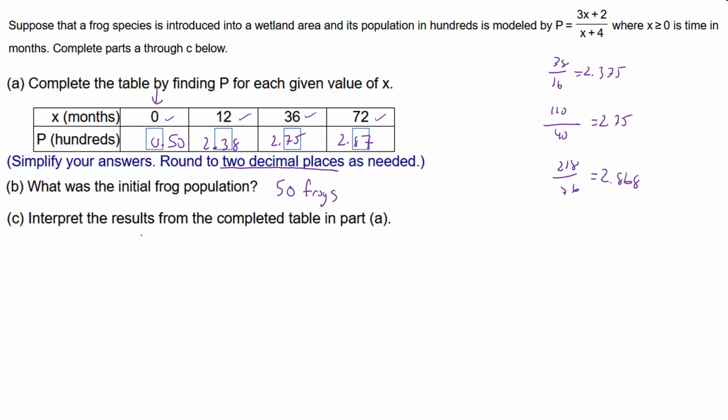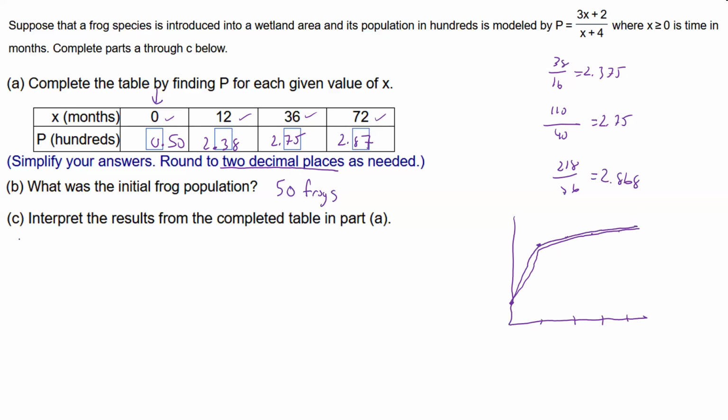So with that in mind, interpret the results from the completed table in part A. Well, it looks like from 0 to 12, we had a huge jump. If we plotted it, 0 is only like 50 frogs, and then at 12 it jumped up about 4 times, so maybe about here, and then the next 12, the next 12, and the next 12. And then it just kind of went up a little bit, a little bit. So we had a huge jump in the beginning. That's supposed to be more of a rounded curve. There we go, something like that.